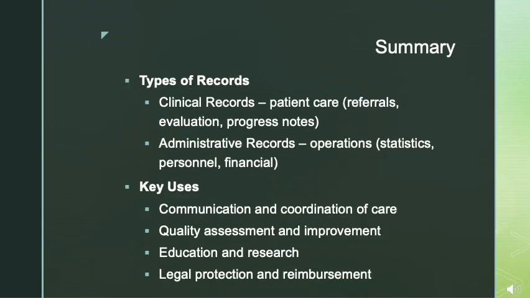This slide summarizes the key points of our discussion on records in physical therapy. First, types of records. We have clinical records, which are directly related to patient care, including referrals, evaluation forms, and progress notes. We also have administrative records, which support operations such as statistics, personnel, and financial records.